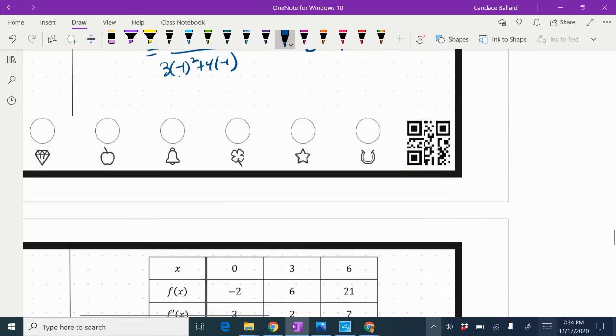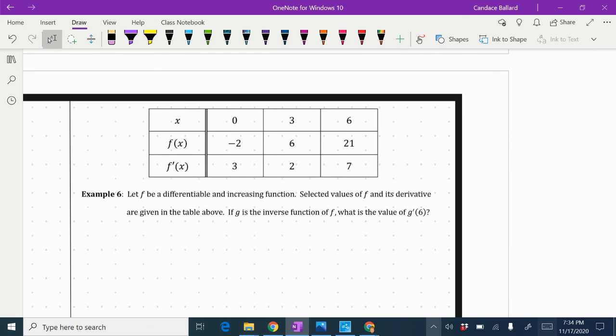This is most popular in terms of it being in a table or a graph, so you'll see them do that a lot on the AP test. So we've got a differentiable function f that's increasing. Selected values of f and its derivative are given in the table above. G is the inverse function of f. They want us to find g prime of 6.